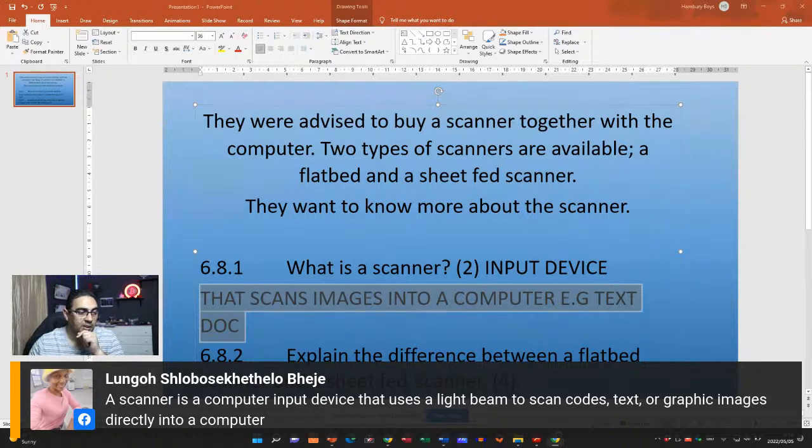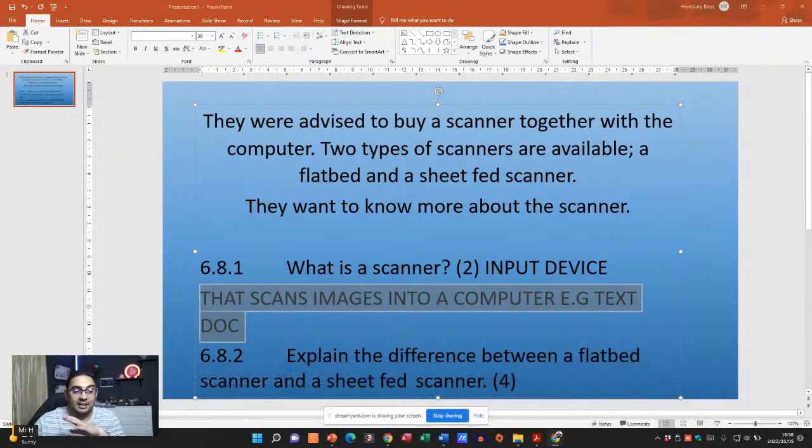A scanner is a computer input device that uses a light beam to scan codes, text, or graphics. Yes, that's fine, guys. I don't want you to be overly technical to the point where you've got such a huge definition that you're going to struggle to remember it. Remember, you have to remember this. So we want to try and make it as simple as possible. What is a scanner? It's an input device. What does it do? It scans images into the computer. End of story, right? So there we have our 2 marks.